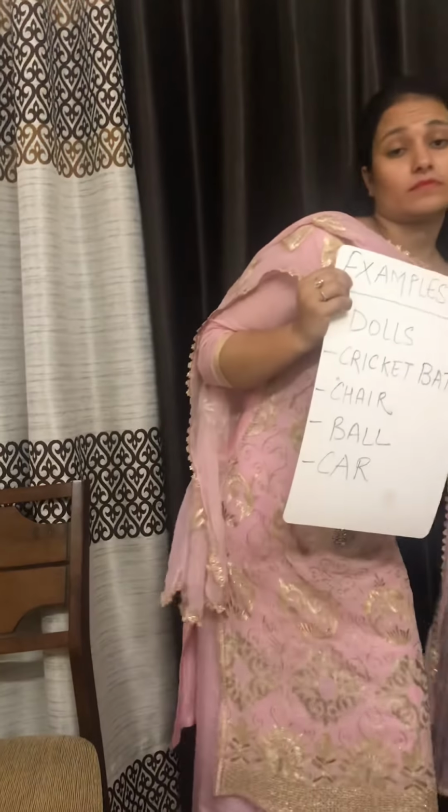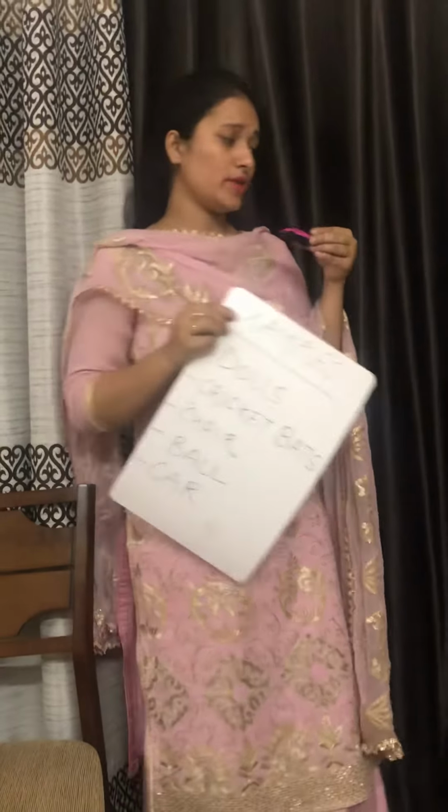Then car. A car is also an example of non-living things. See, it moves from one place to another, but it is not able to move on its own. They need the help of human beings to move from one place to another. They do not need any food, they do not reproduce, they do not grow. So these are all the examples of non-living things.